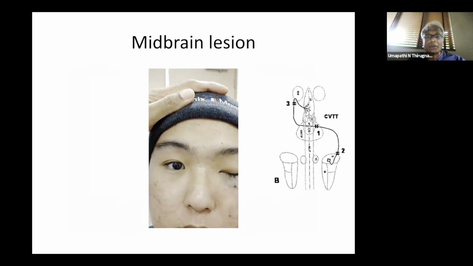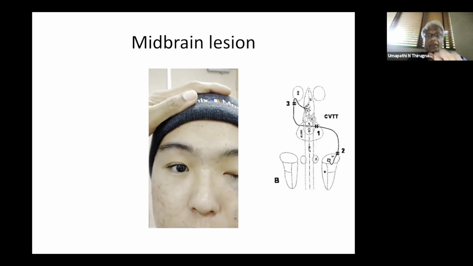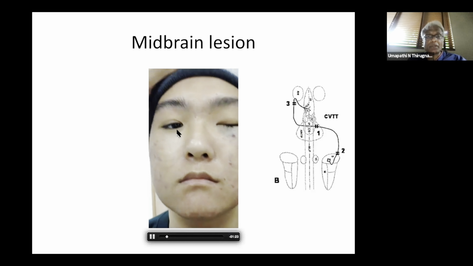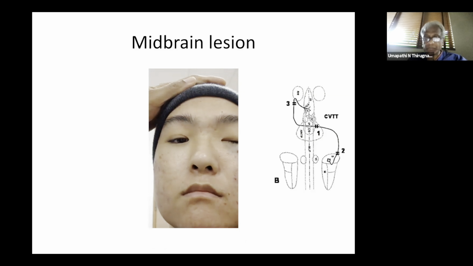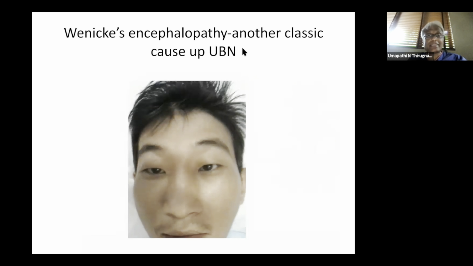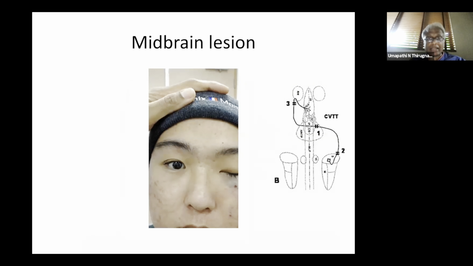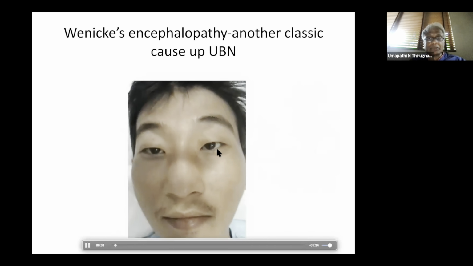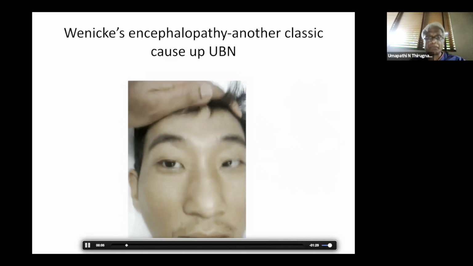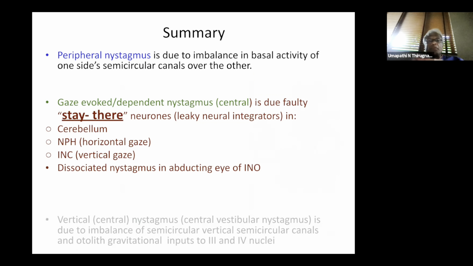Finally, what about upbeat nystagmus? Remember, vertical is upbeat, downbeat, or central. So this patient has a brainstem midbrain lesion, and the lesion is causing a predominantly upbeat nystagmus at primary position. This patient has a classic central nervous system pathology due to Wernicke's encephalopathy, an important condition you need to know, because you can cure these patients with high doses of thiamine if you recognize it. You can see his nystagmus is boom, boom, boom, beating up all the time. Okay, upbeat nystagmus.